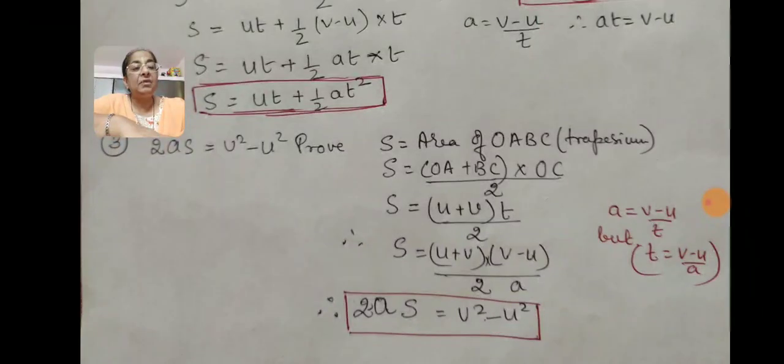Therefore now, we are multiplying s by 2a, that is 2as, is equal to, now you know a plus b into a minus b, that is a square minus b square. So it is v square minus u square. So 2as is equal to v square minus u square.